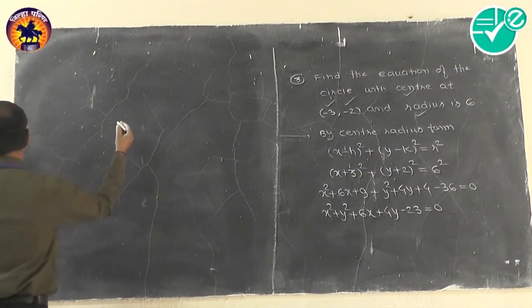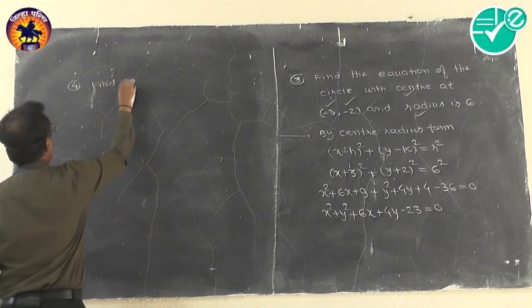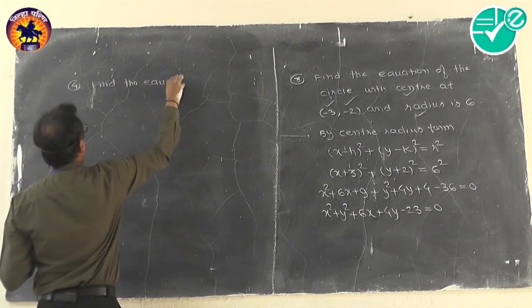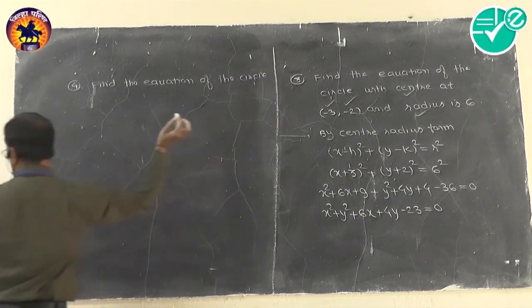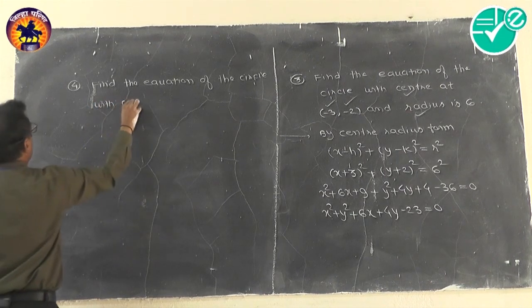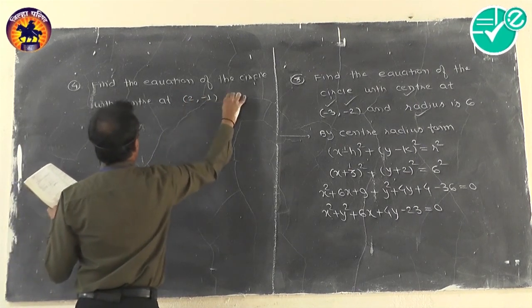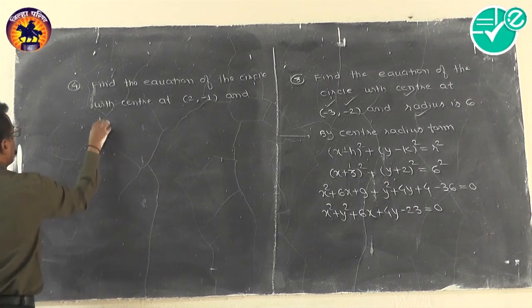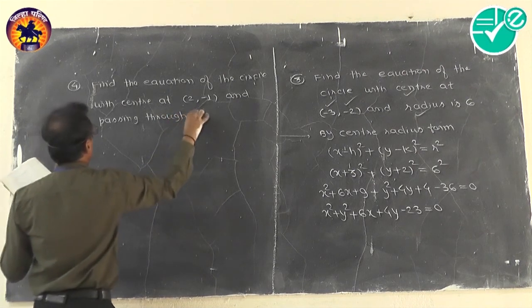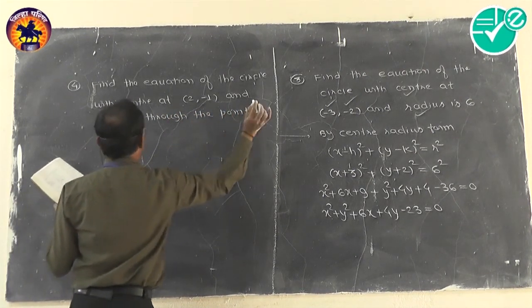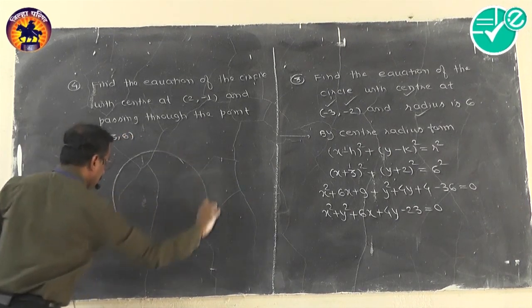Find the equation of the circle with center at 2 comma minus 1 and passing through the point 3 comma 6. I think in order to get a command on the circle, firstly I will draw the figure.